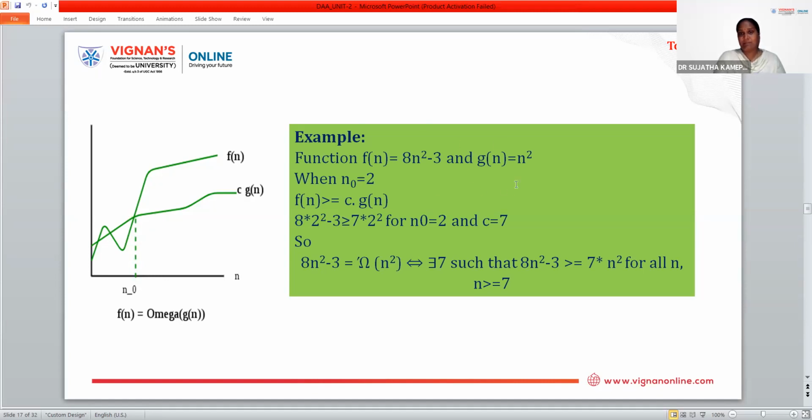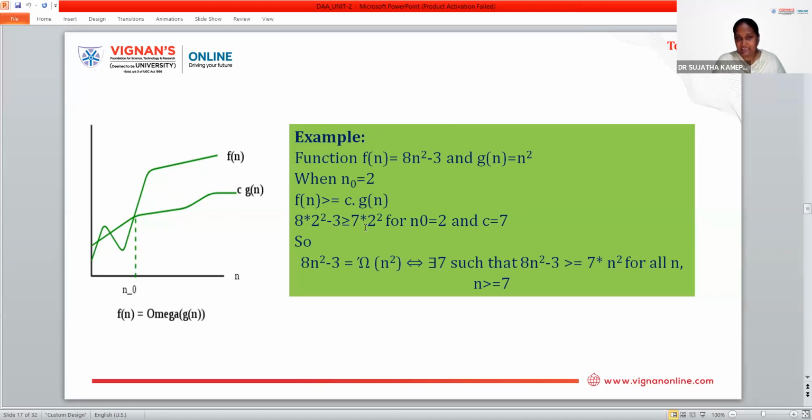Here you can see an example. Here f of n is given as 8n square minus 3 and g of n is given as n square. So here we are taking n naught value as 2 and c value as 7. Since we are subtracting this value from 8n square, definitely the value of c should be less than 8. So here we have taken 7.